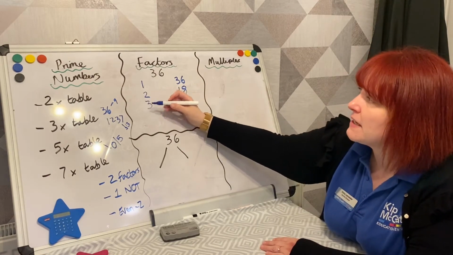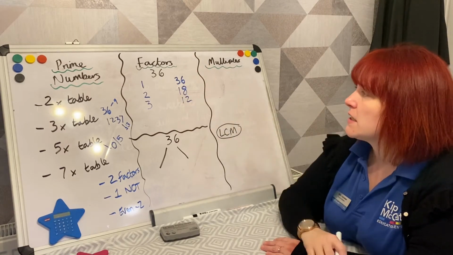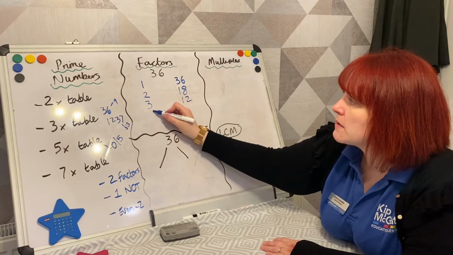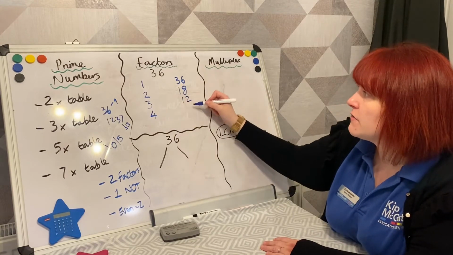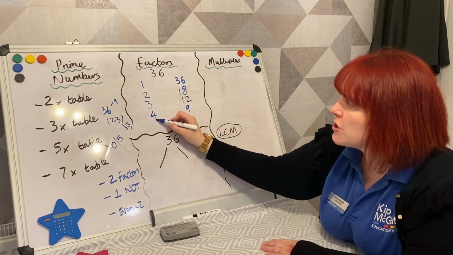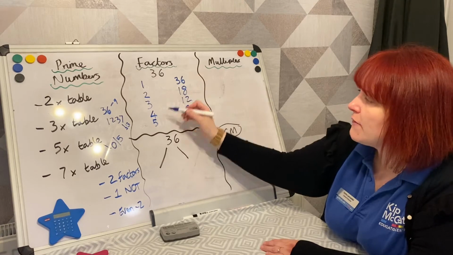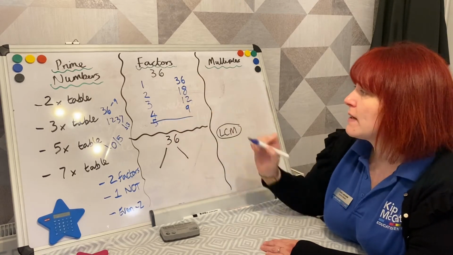Does 3 go into it? Yes, because I know my 3 times table. 3 times 12 is 36. Does 4 go into it? Yes, again, 4 times 9 is 36. Then I would encourage the children to carry on in number order down this side. 5. Does 5 go into it? No. So I cross out 5.